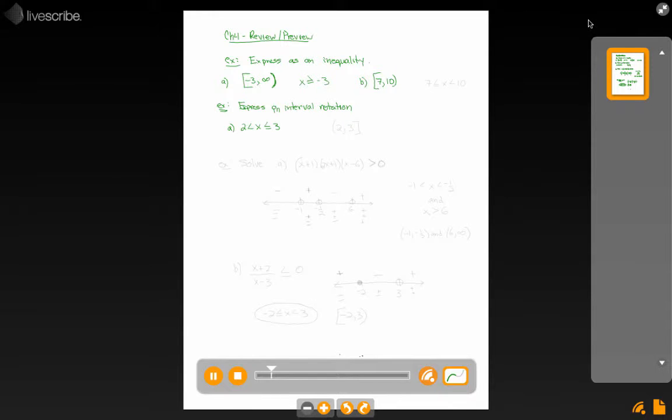You don't need to say that it goes up to infinity. Infinity is not a number, so you're just saying anything bigger than negative 3 and including negative 3 is what the square bracket means. Round brackets, on the other hand, mean that that number is not included.